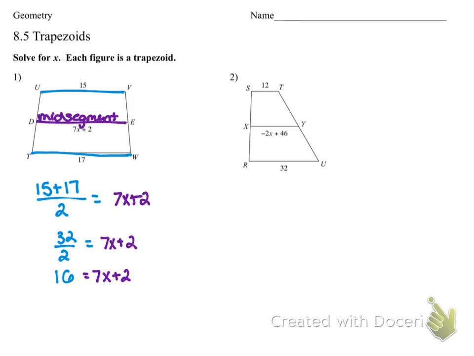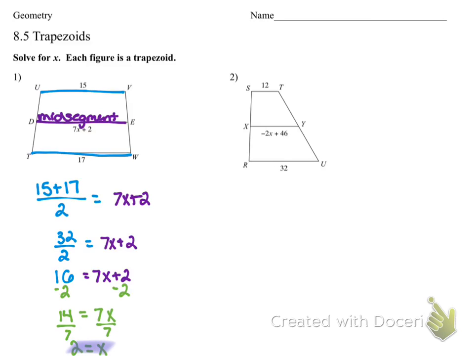And now I just have my algebraic equation, so I'm going to go ahead and solve for it. I'm going to subtract 2 from both sides, and I have 14 is equal to 7x. Divide both sides by 7, and x is equal to 2. And then that's going to be my final answer.